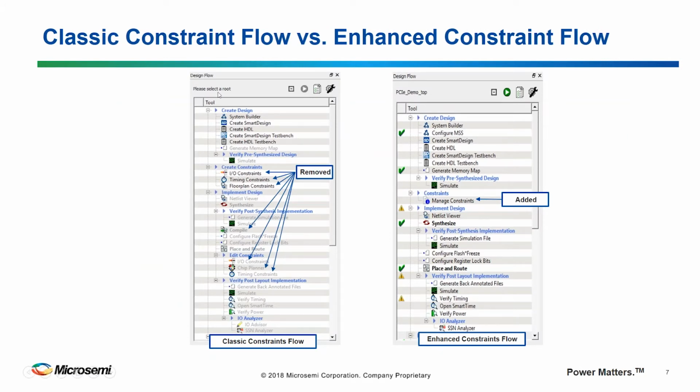So if you create a Libero SoC project using Libero SoC 11.7 or later, once you've gone through the new project wizard, a dialog box will open, and it will ask you if you want to use the classic constraint flow or if you want to use the new enhanced constraint flow. If you choose the enhanced constraint flow, that will allow you to use this new GUI that I've been talking about.